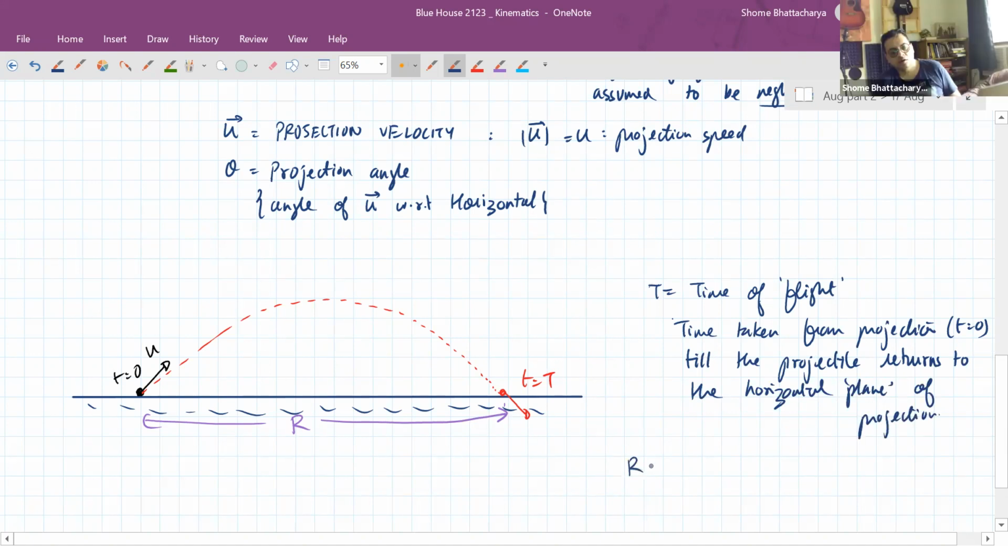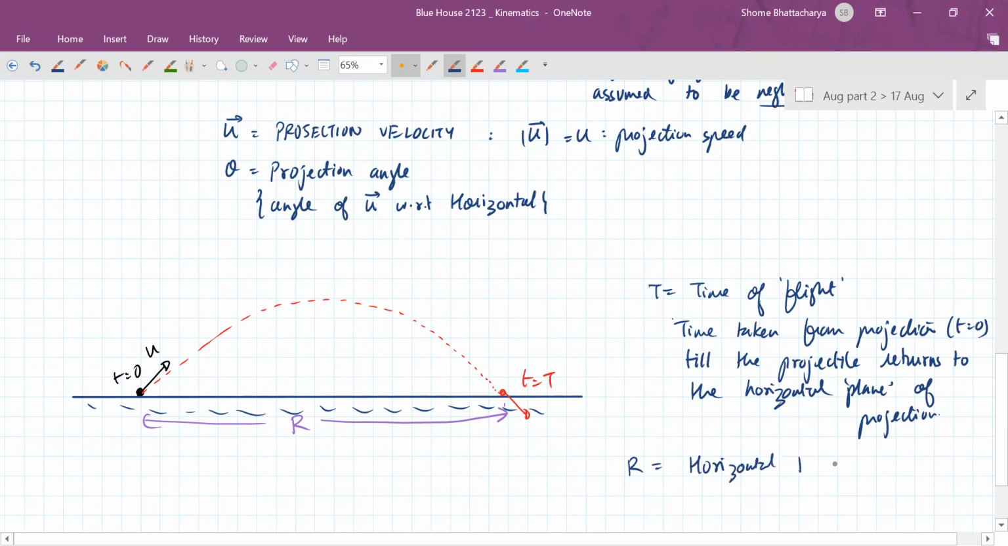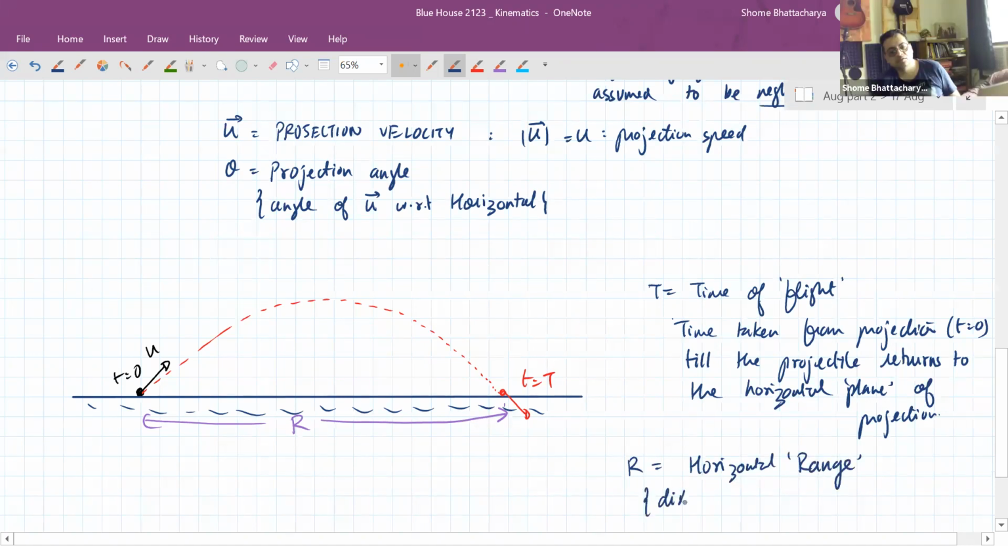And R is called the horizontal range. That is simply the distance from the point of projection to the point of impact.